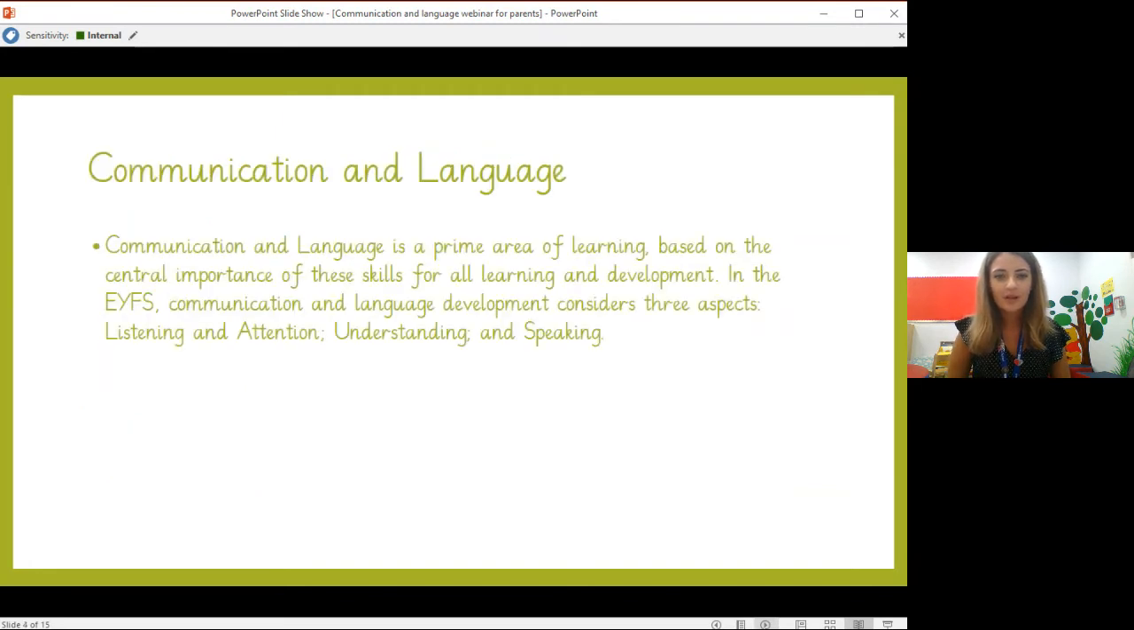Communication and language is a prime area of learning based on the central importance of these skills for all learning and development. In the EYFS, communication and language development considers these 3 aspects: listening and attention, understanding and speaking. As children develop their speaking and listening skills, they're building the foundations for literacy and learning. And it's so important that they have these skills so they can express themselves and make friends.